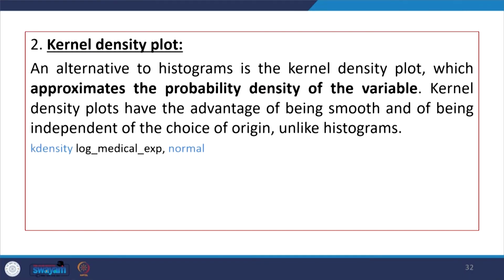Okay, so coming to the next one, this is what we have already explained. So this is what we have derived. Then another one is called the kernel density plot. Through that you can also check the normality of the distribution. This is an alternative way to check the plots. This also gives approximate values of the probability density function of the particular variable. So here we need to specify kdensity, the variable name, then the word normal we need to mention. Kernel density plots have the advantage of being smooth and of being independent of the choice of origin, unlike histograms.